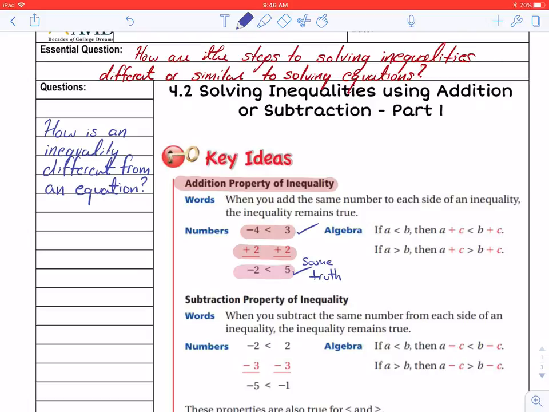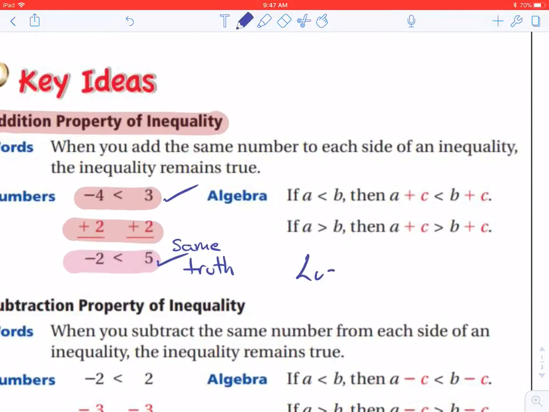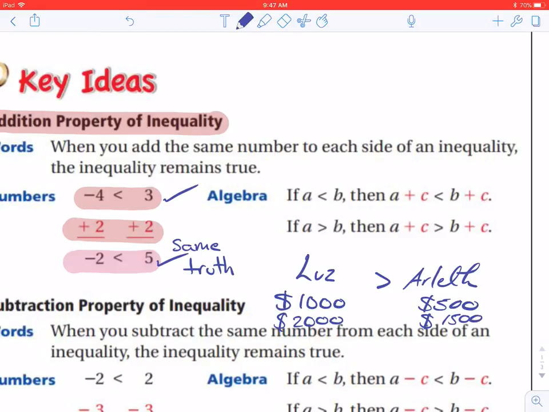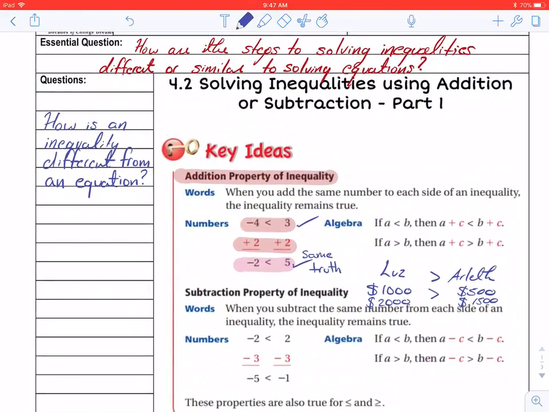So for example, if I said something like Luz has $1,000, which is greater than the amount of money that Arlef has, which is $500, if I were to give to both of them $1,000 extra, Luz would now have $2,000, and then Arlef would now have $1,500, and it still remains true that Luz has more money than Arlef, or Luz's value is greater than Arlef's value. And so that is what this is saying: adding anything to both sides is going to remain true for both. And you can write this example down here if you'd like.